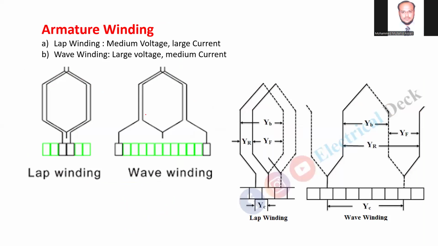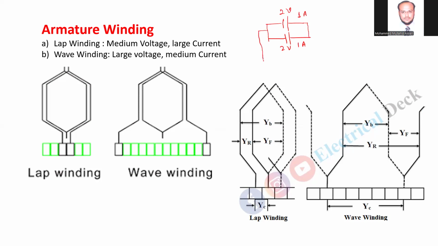Now the armature winding. There are two types of armature winding. One is the lap winding and the second is the wave winding. Lap winding is used for medium voltage and large current. See, for example, this is one battery. Already you have learned something about batteries. Say this is 2 volt, 1 ampere. Now the second battery, 2 volt, 1 ampere. Now if we want medium voltage, this is 2 volt, but the current should be higher. So what we will do is connect them in parallel.